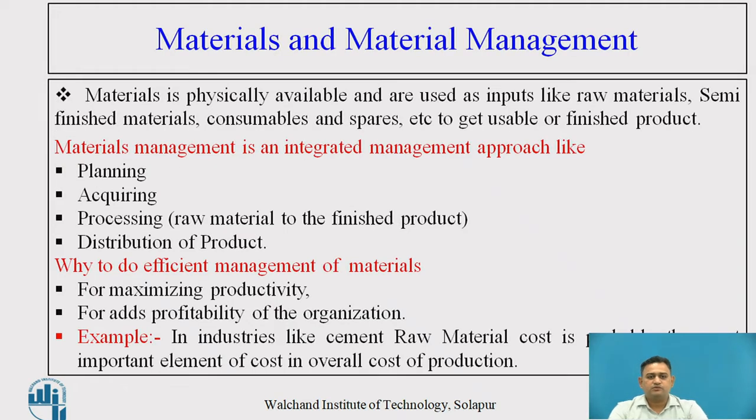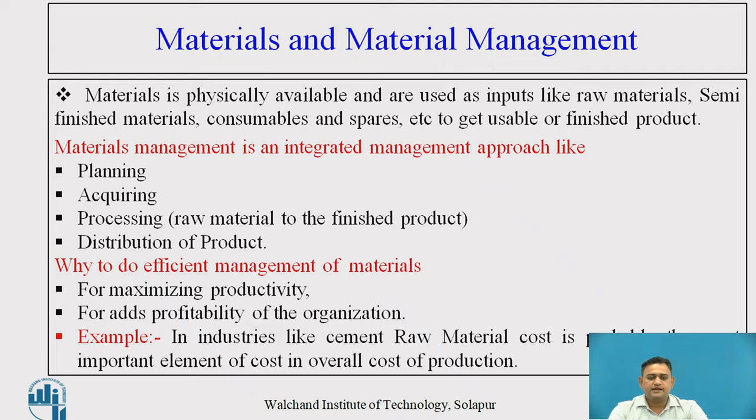Let us start regarding the materials and the material management. Materials are physically available and are used as an input like raw material, semi-finished materials, consumable materials as well as the space, etc., which are used to get the finished product. The material management is the planning, acquiring, processing on the particular material to get the finished product, and finally it has to be distributed to the overall users.